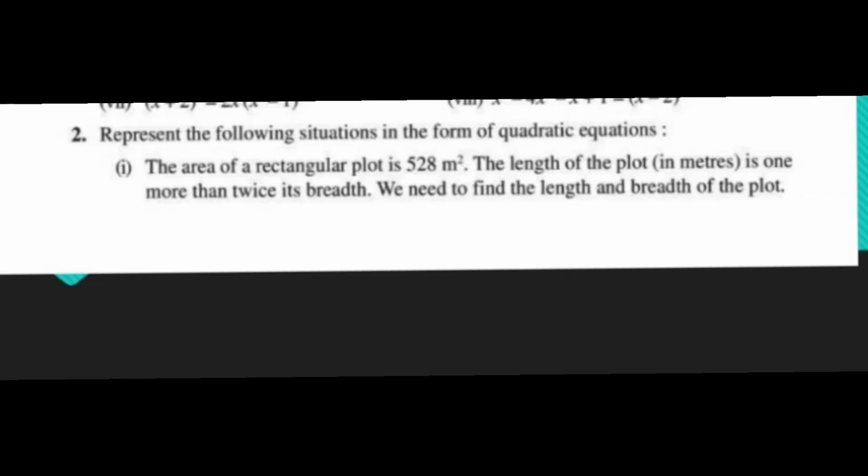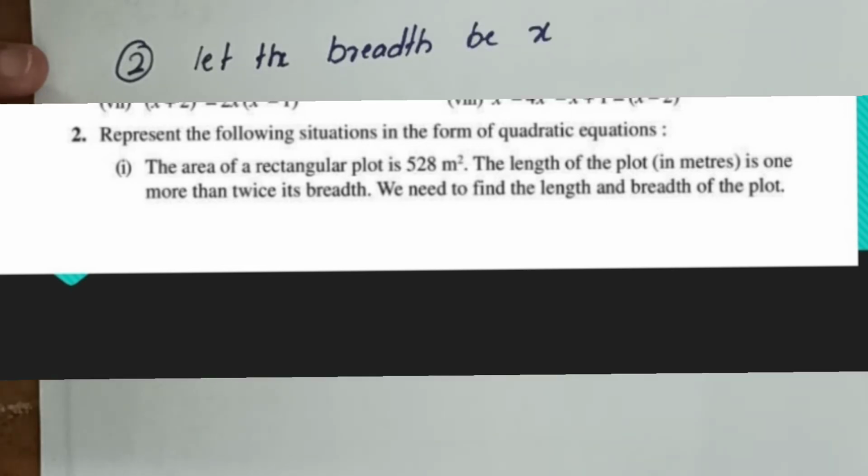Now we will do the second question. Represent the following situations in the form of quadratic equations. First one: the area of a rectangular plot is 528 meters squared. The length of the plot is 1 more than twice its breadth. We need to find the length and breadth of the plot.